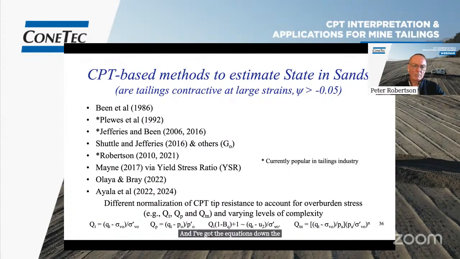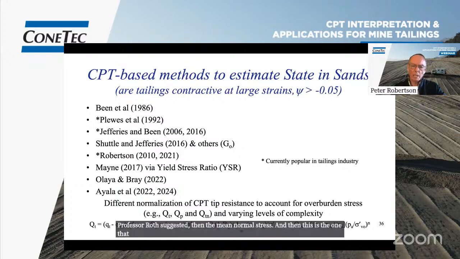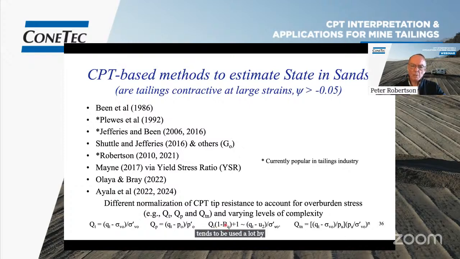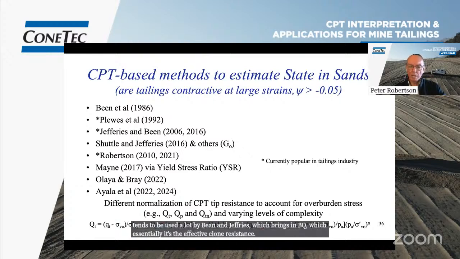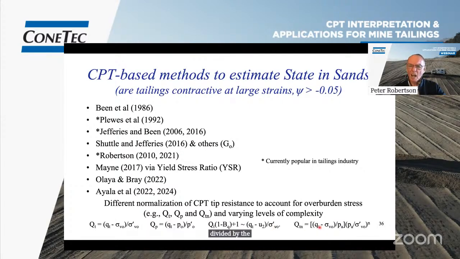So the simple one that Professor Roth suggested, then the mean normal stress, and then this is the one that tends to be used a lot by Been and Jefferies, which brings in Bq, which is essentially the effective cone resistance divided by the vertical effective stress. And then I had one that had a variable stress exponent that depended on soil type.